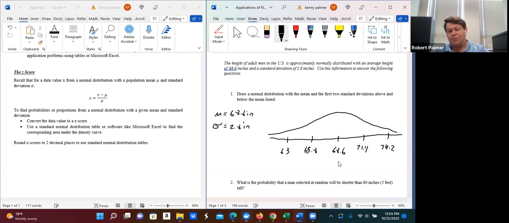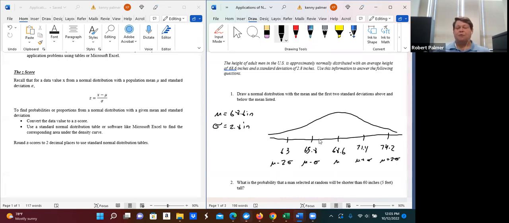Once again, this is our mu. This is mu plus sigma. This is mu plus 2 sigma, two standard deviations above. And here, one standard deviation below is mu minus sigma. And this, of course, is mu minus 2 sigma.